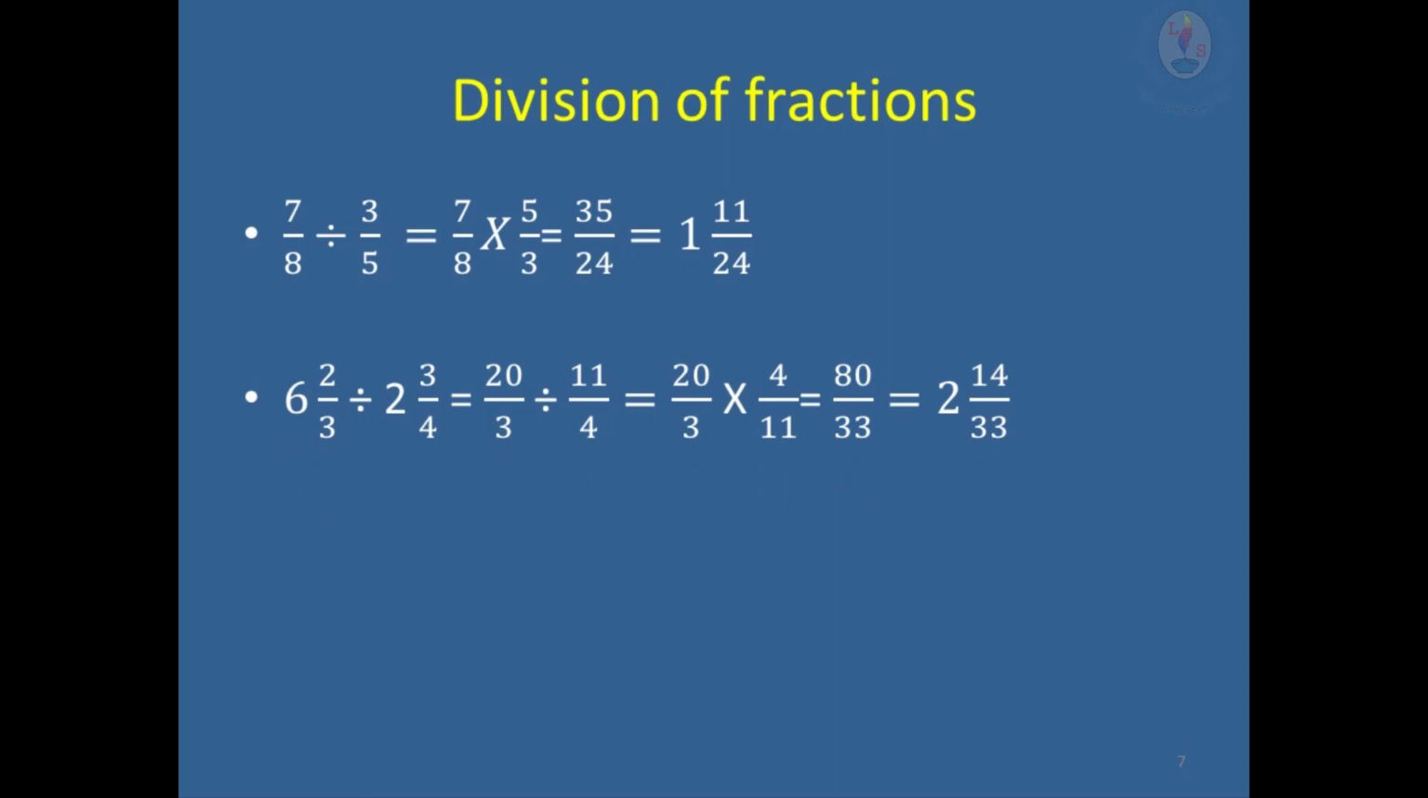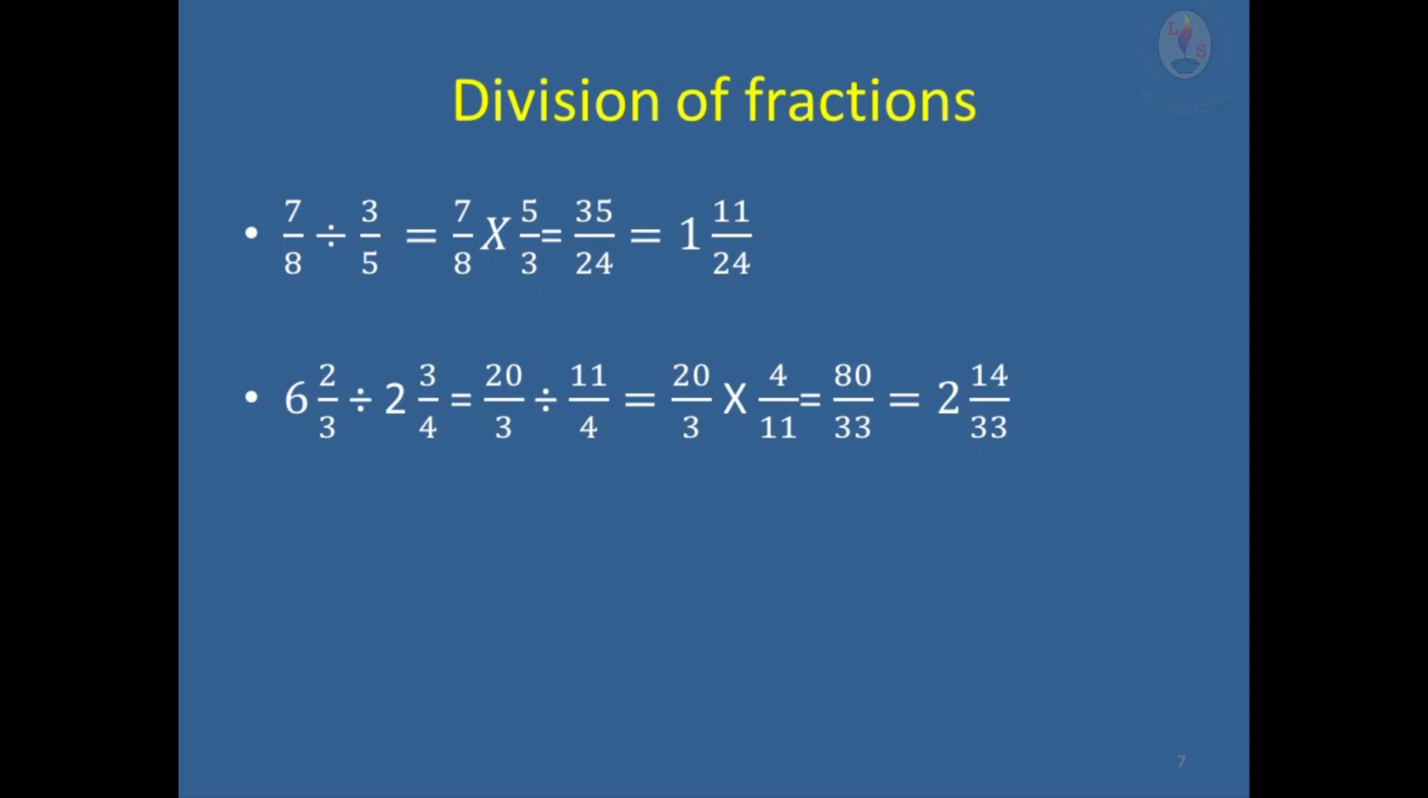We'll see the second one. 6 2 over 3 divided by 2 3 over 4. These are mixed numbers. So we have to write these mixed numbers as improper fractions. 3 times 6, 18. 18 plus 2, 20 over 3, divided by 4 times 2, 8. 8 plus 3, 11. 11 over 4. Next, 20 over 3 multiplied by, need to take the reciprocal of the second fraction, 4 over 11.